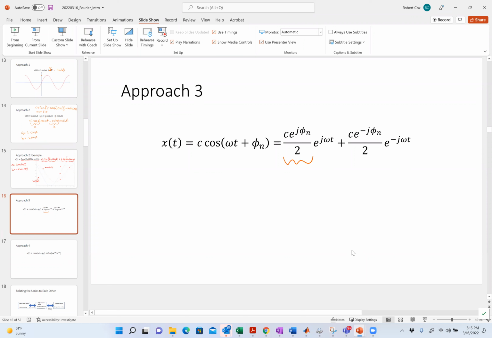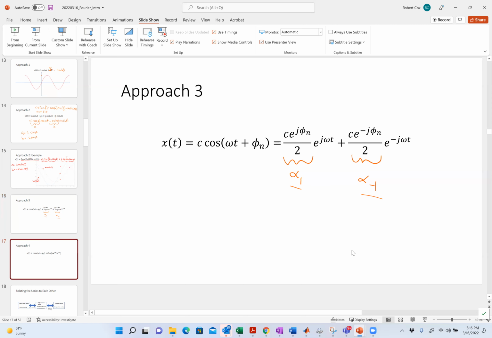This guy here, I'm going to call alpha 1, and I'm going to call this alpha minus 1. Why I'm using 1, I'll talk about later, but this is going to try to be consistent with the book. So I'm going to give those names alpha. They're just complex numbers. They're what I call complex amplitudes for those phasors. So that's one way of thinking about this. And if I gave you c cosine omega t plus phi n, you should be pretty easily able to figure out alpha and alpha minus 1. There's not a lot of hard work in that.